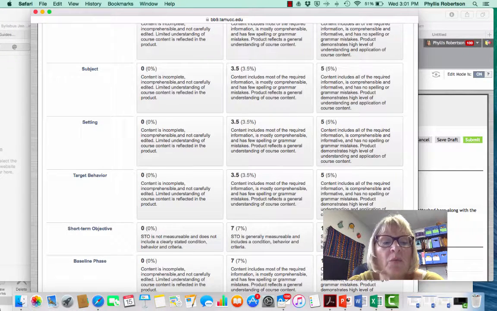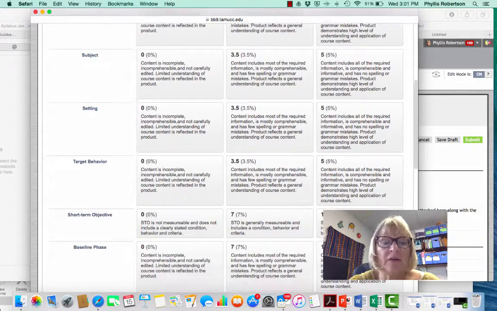You're going to specify your target behavior. Again, that is also worth 5 points. So really making clear what is the specific individual behavior that you are working to either increase or decrease.